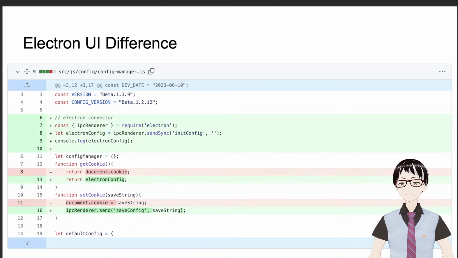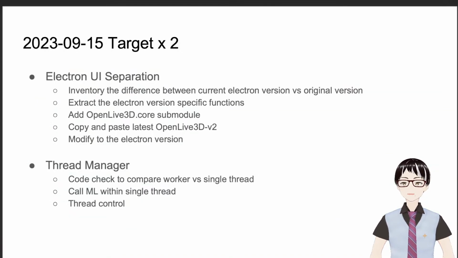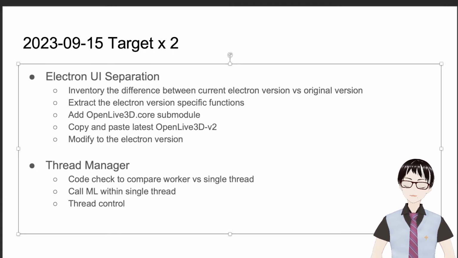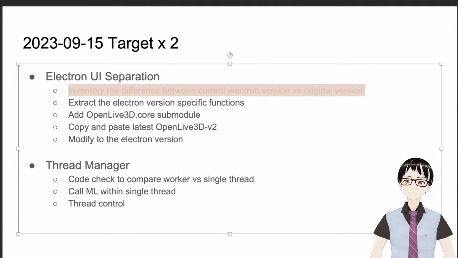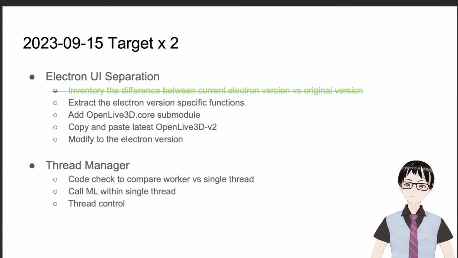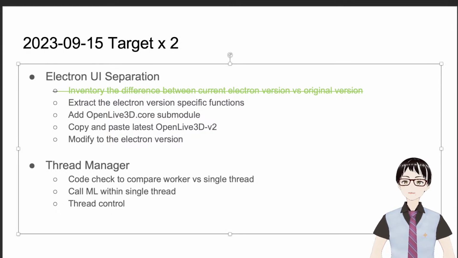That is very good news, which means, going back to the items that we listed, the first item is extremely easy. So let's just label it as finished because we have already checked that. And to extract the specific function, we just need to copy the code. So let's just copy the code then.